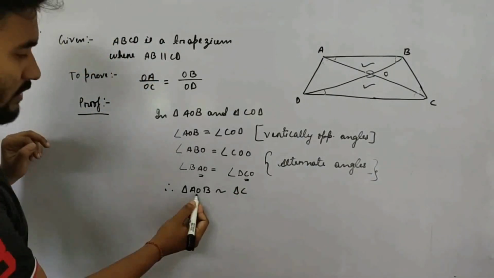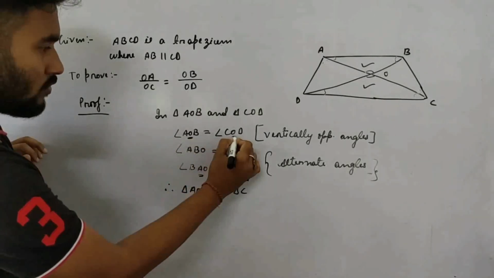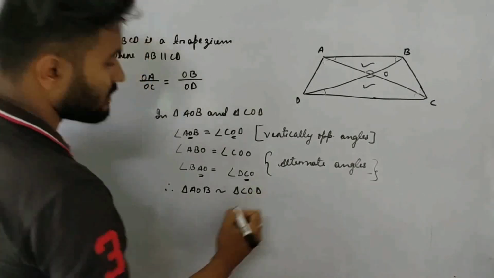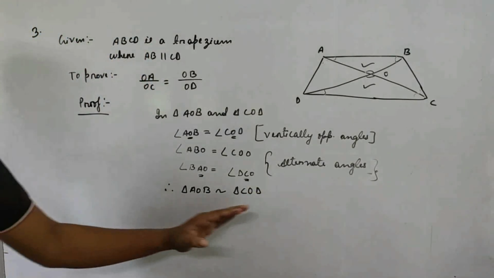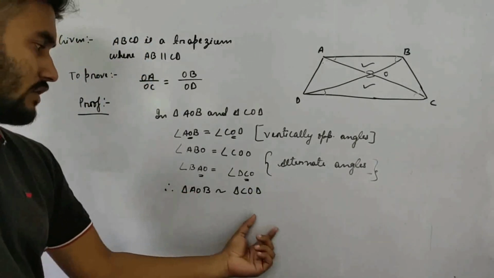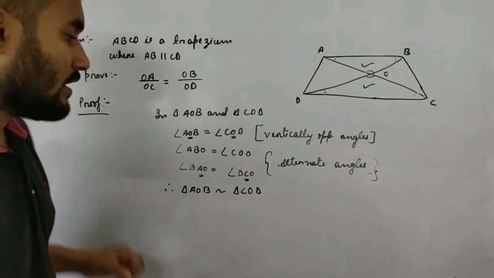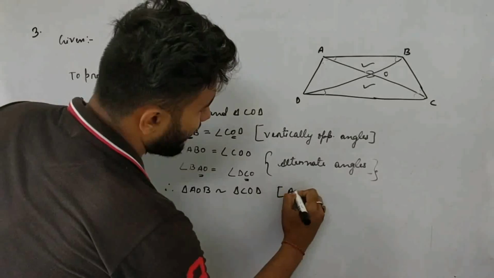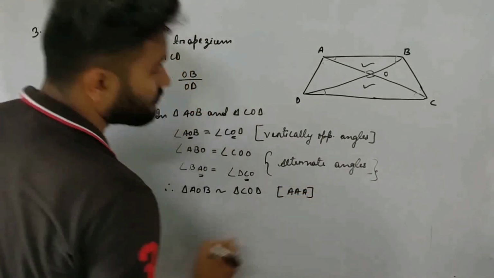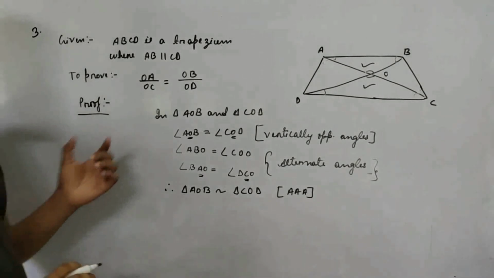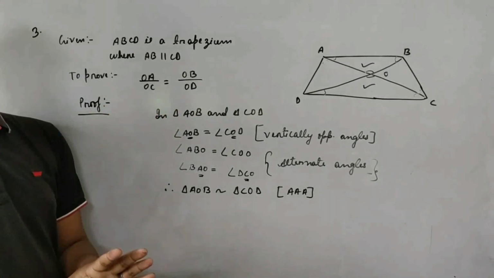With O, what is equal? O is equal. So CO, and last is what? D. So triangle COD. You cannot write DOC. You have to write COD only. So triangle AOB is similar to triangle what? COD. By what? By A.